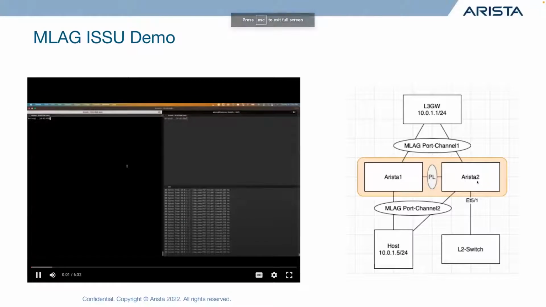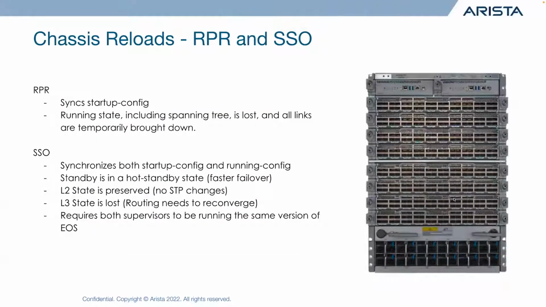All right, so we talked about Mlag. Next thing here are chassis or multi-supervisor units. And so a little bit of background again. So the original redundancy protocol that we used when we were running multi-supervisor units is RPR, right? And RPR was great for its time.